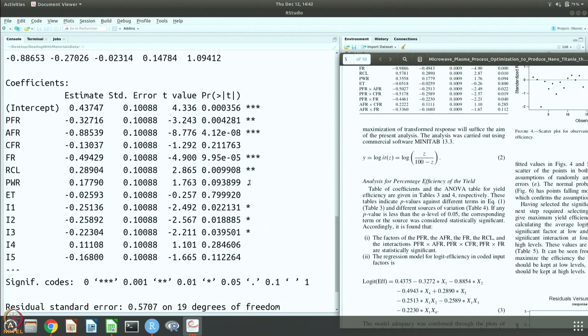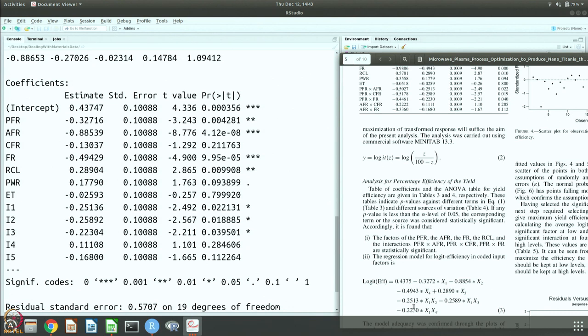So, 0.4375, so that is this quantity, plus minus 0.3272 PFR, that is X1, and minus 0.8854 AFR, right. And the next one, CFR, is not significant. So, X3 is skipped, and then it is X4 which is given, 4943. So, that is given with X4, and then the fifth one, RCL, is important. So, 28990 X5 is given, but X6 is not important. So, we have left it out.